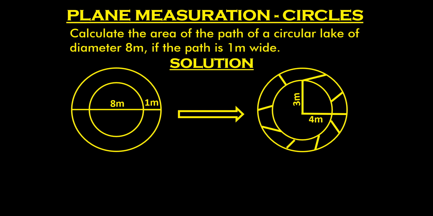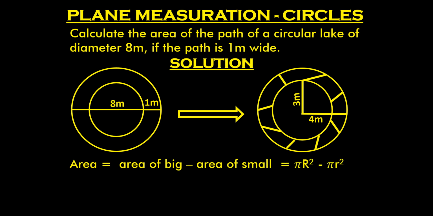We try to break it down. In the resulting diagram, we have the radius of the big circle to be 4 and the radius of the small circle, which is the one inside, to be 3. So now we input the formula to calculate this. Of course, the area will be the area of the big circle minus the area of the small circle, where the formula for the area of a circle is pi times the radius squared.